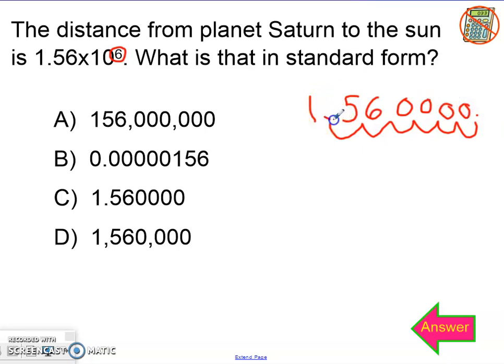And we want to get rid of our old decimal because we can only have 1. So our new answer is going to look like 156 with 4 zeros behind it. So that would be D, 1,560,000.